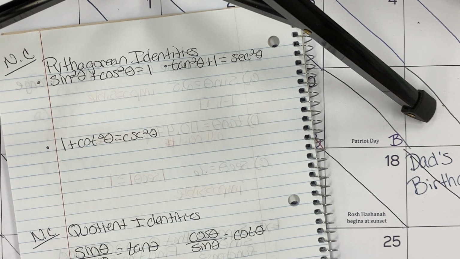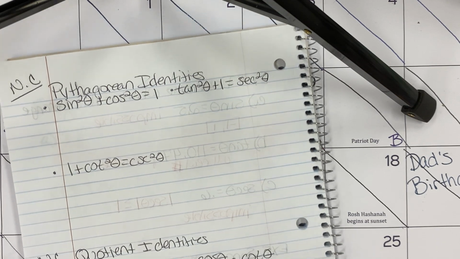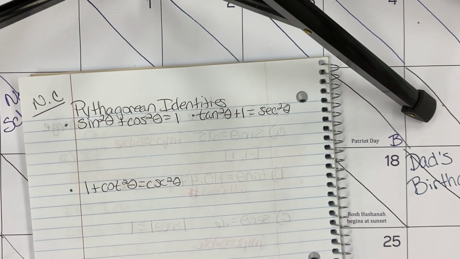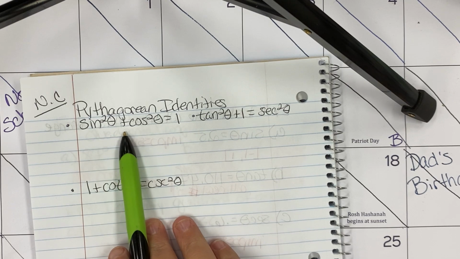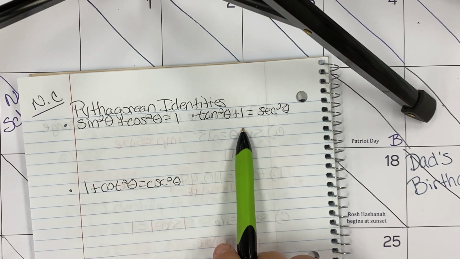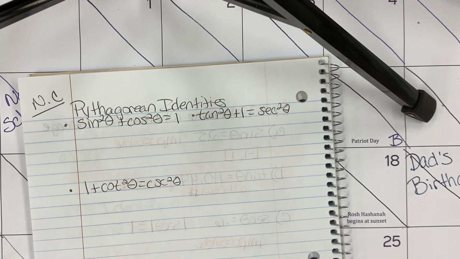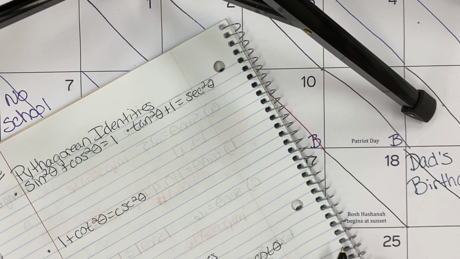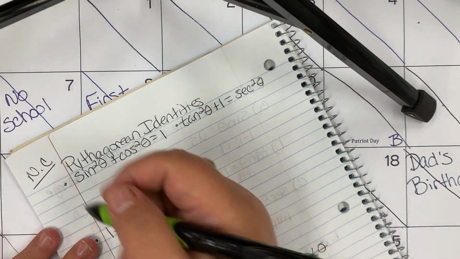This will definitely go on a note card. We have the Pythagorean identities. So the 3 main Pythagorean identities are sine squared theta plus cosine squared theta equals 1, tangent squared theta plus 1 equals secant squared theta, and 1 plus cotangent squared theta equals cosecant squared theta. Now there are alternate forms for these 3 identities. So each one has 2 other ones.